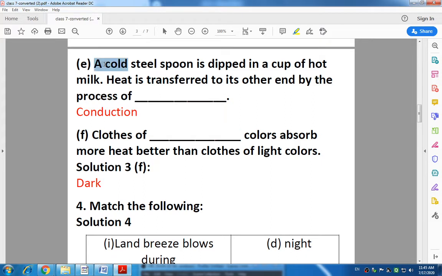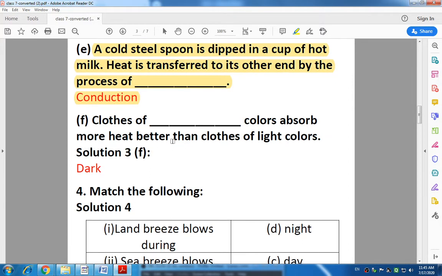Next, a cold steel spoon is dipped in a cup of hot milk. Heat is transferred to its other end by the process of dash dash. Now the heat is transferring through the steel spoon. Is a steel spoon a solid, liquid or gas? Yes, the spoon is a solid. So which mode of transfer takes place in solids? Very good. Conduction takes place in solid material. So the answer is conduction.